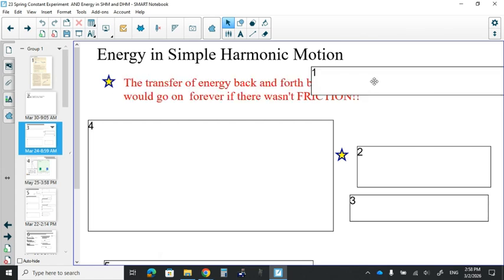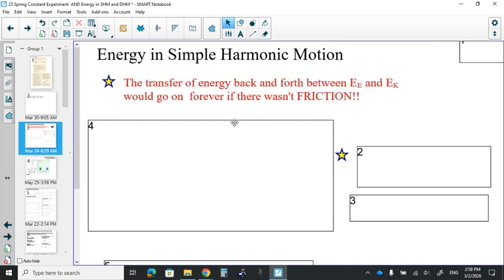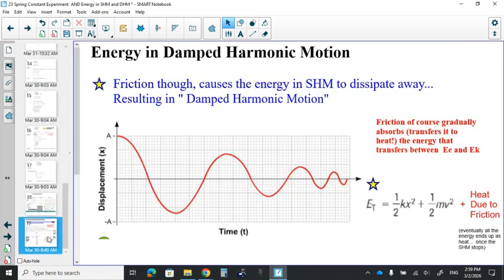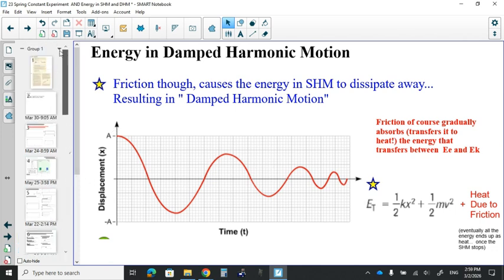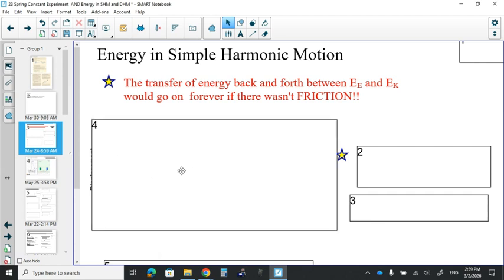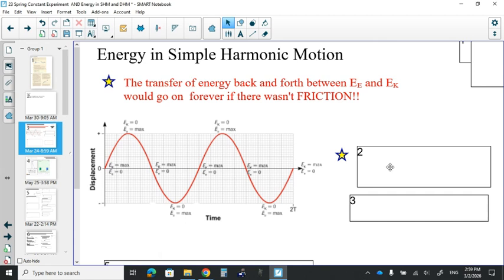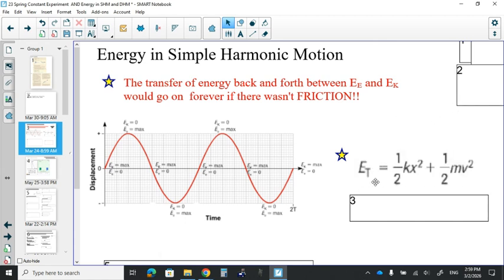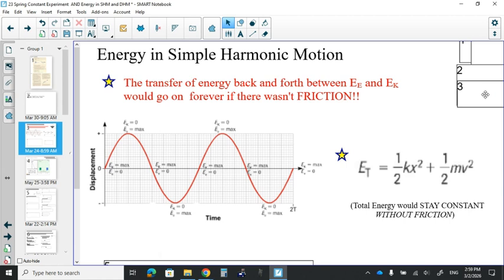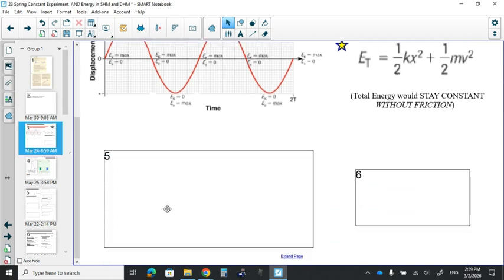In simple harmonic motion, we have a transfer of energy back and forth, of course, between kinetic and elastic potential energy, right? It would go on forever if there wasn't friction, and that's kind of the very last slide, where we're reminding you of the idea of damped harmonic motion when there is friction. And so it would just keep going back and forth like a sine curve, where the total energy would always be the energy stored in the spring and the kinetic energy of the thing that's bouncing back and forth, right? So the total energy would stay constant if there wasn't friction.